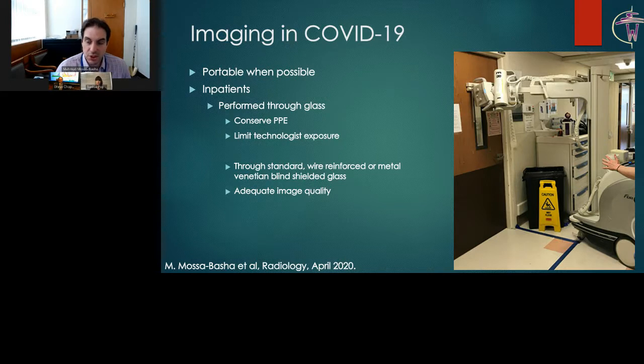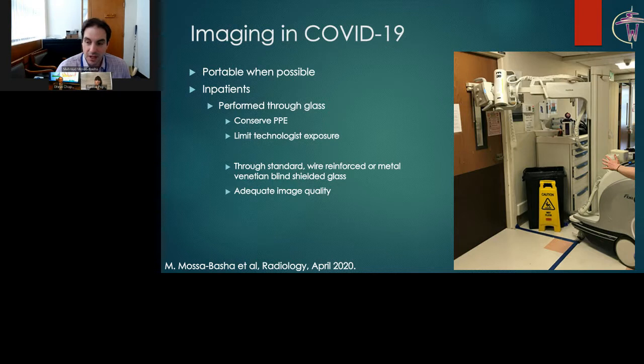We image through the glass. This helps to conserve personal protective equipment, and it also limits technologist exposure. And we've been able to perform this imaging through standard glass, through mesh wire reinforced glass, as well as through metal Venetian blind shielded glass. And we are able to obtain adequate imaging. And here's an example with the imaging unit set up outside the room.